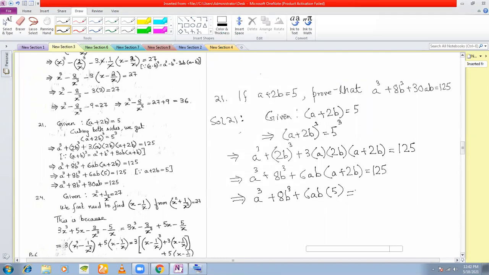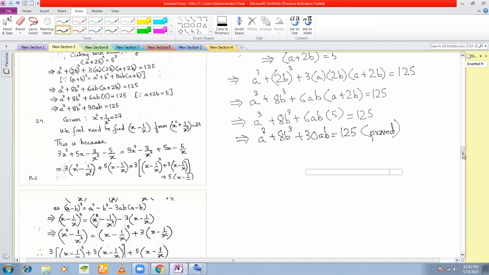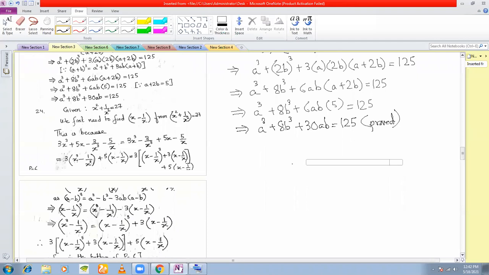So this is equal to 125. So that means now you get your answer. The proof. A cube plus 8B cube plus 30AB must be equal to 125. And this is what was required for you to prove. Okay. Moving on to the next one. Number 24.